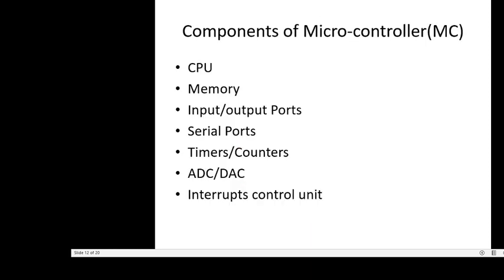So what are the main components of a microcontroller? CPU, on-chip memory, on-chip input-output ports, on-chip serial ports, on-chip timers and counters, on-chip interrupt control units, and on-chip ADC and DAC. What are ADC and DAC? ADC is analog to digital converter, and DAC is digital to analog converter.